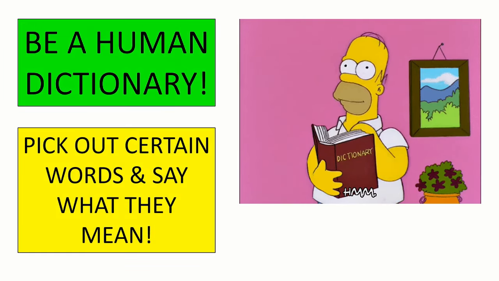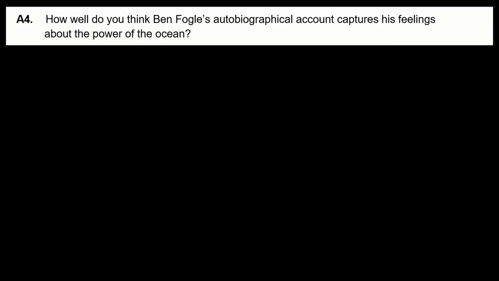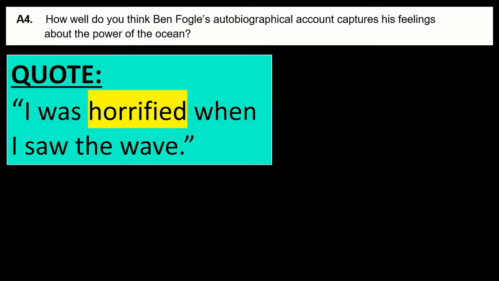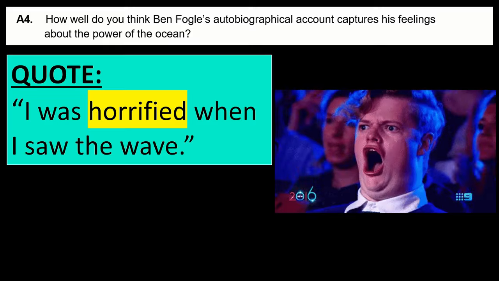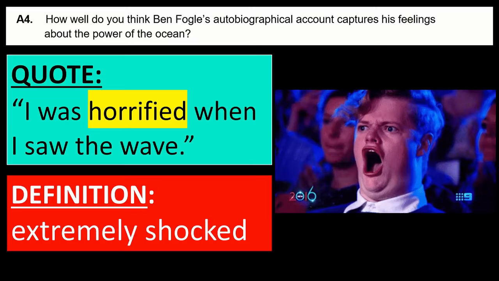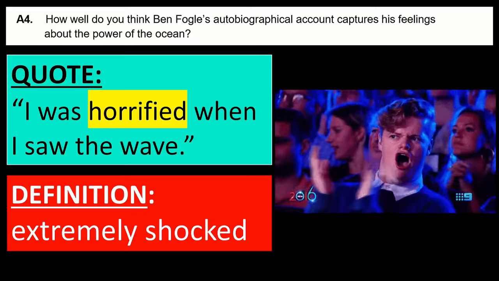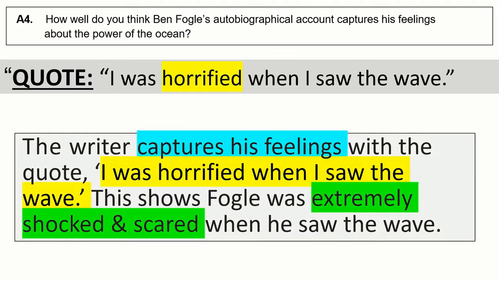Again, be that human dictionary, pick out words that stand out and say what they mean. So let's say he says, I was horrified when I saw the wave. So again, zoom into horrified. What does it mean? Well, it basically means being extremely shocked and scared. So all you've got to do is put that into the answer. So I put the writer captures his feelings with the quote, I was horrified when I saw the wave. This shows Fogel was extremely shocked and scared when he saw the wave. So I've zoomed into horrified and basically given the definition in my answer.